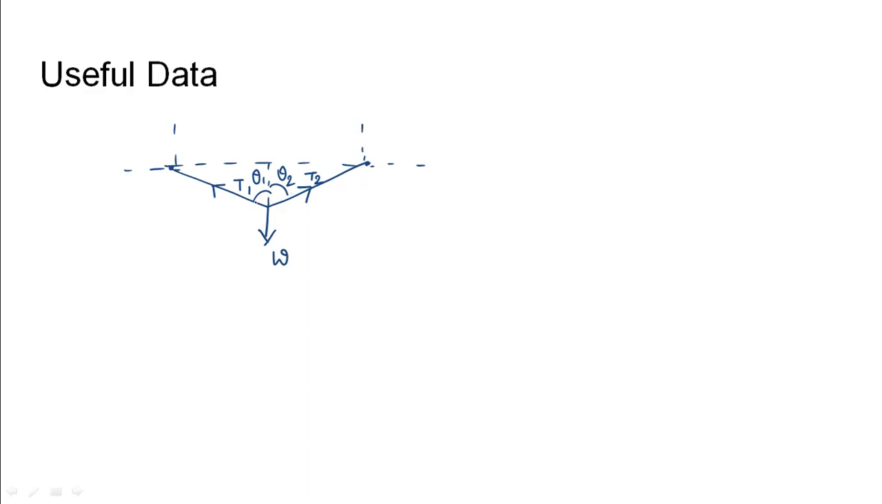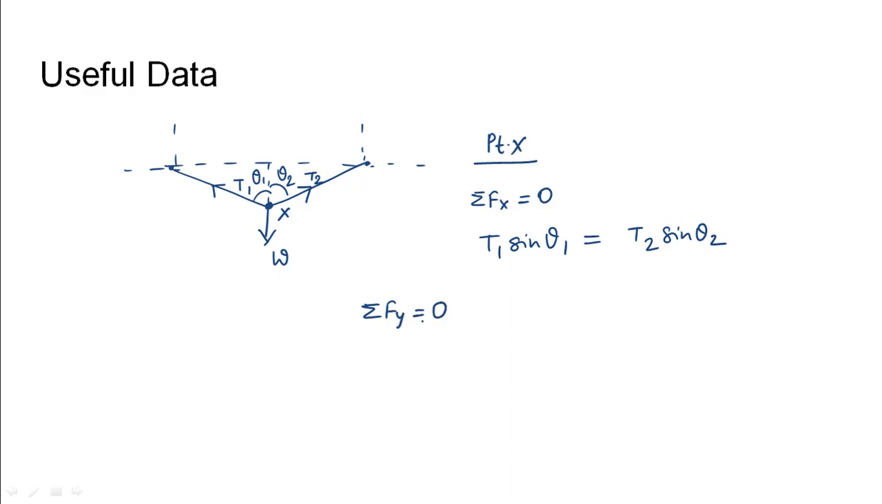Here we can see that if we take this point X and want it to be at equilibrium, the horizontal force should sum up to 0. This would give T1 sin theta 1 equals T2 sin theta 2. Similarly, the sum of all the vertical forces at the point X should be 0. Using this, we would get T1 cos theta 1 plus T2 cos theta 2 should be equal to the downward load acting on the cable at that point, that is W. This may contain the self weight or may not contain it, depending upon the question.